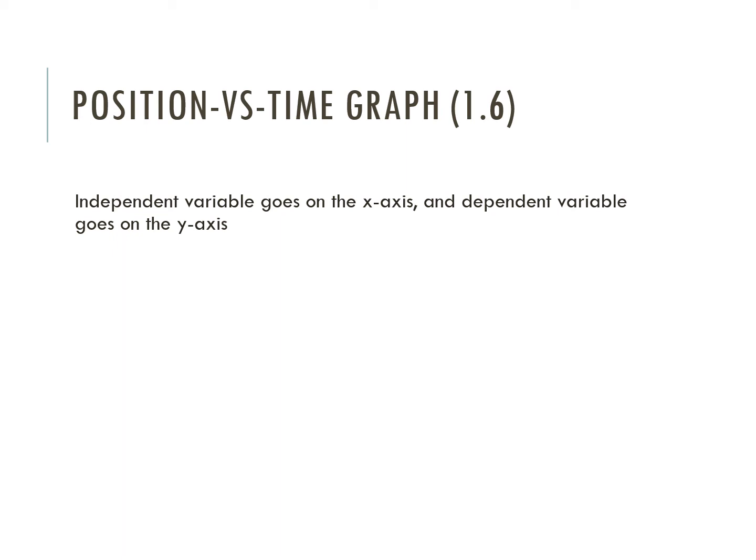So for any type of graph, you put the independent variable on the x-axis and the dependent variable on the y-axis. So here, if we have position versus time, we need to think about how we define a position. The position, as we talked about, is where an object is located at a given time. So that means that our time is our independent variable. It is going to go on the x-axis, and the position is dependent, and it is going to go on the y-axis.